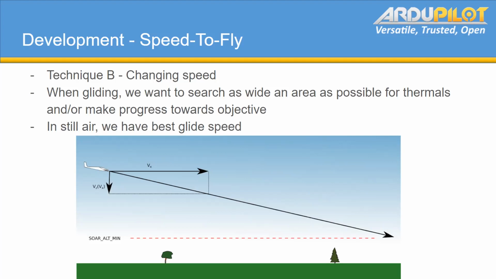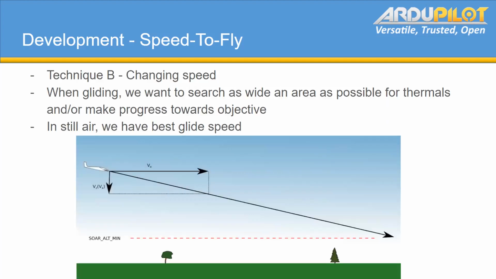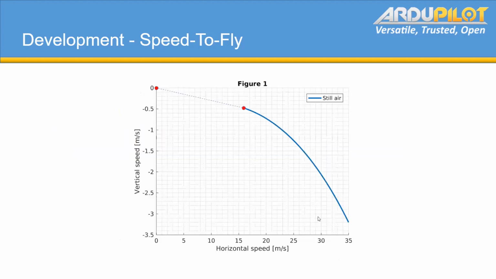Now, if the air is still, we have the best glide speed for the aircraft, and that is essentially the airspeed which gives you the furthest distance. And this plot shows the glide polar of the aircraft. So it's the vertical speed of the aircraft as a function of its horizontal speed. And this way of drawing it is a graphical method of estimating the best speed to fly at to get the furthest distance.